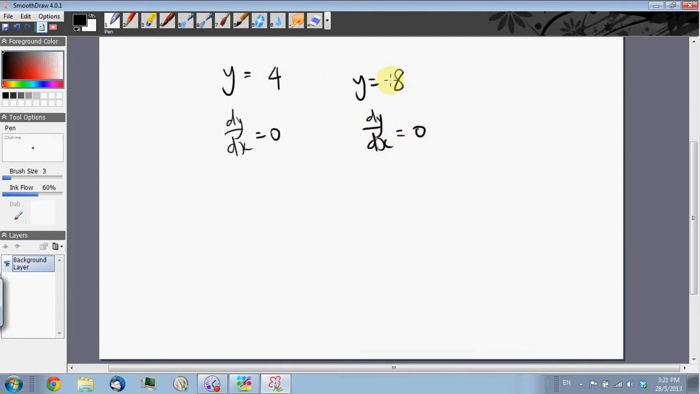Because a graph like that will look like this, right? Y against x. If y equals 4, it means y is always 4. So wherever x changes, y doesn't change. So it's 0, there's no change in y as x changes.